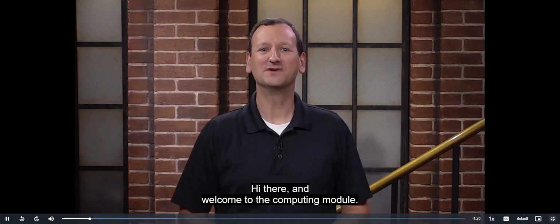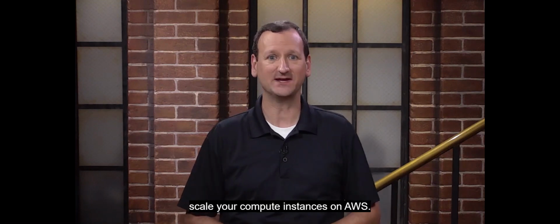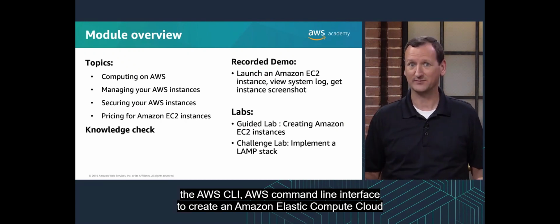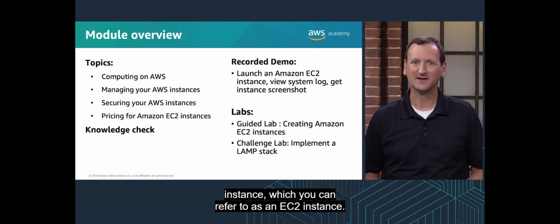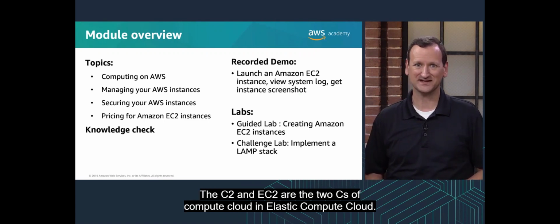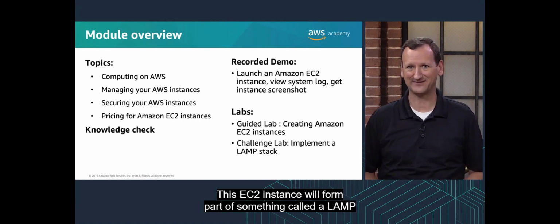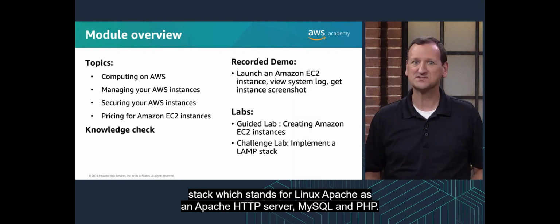Hi there, and welcome to the computing module. In this module, you'll take a look at how you will manage, secure, and scale your compute instances on AWS. Then at the end of the module, there's a hands-on lab where you get to use the AWS CLI, the AWS Command Line Interface, to create an Amazon Elastic Compute Cloud instance, which you can refer to as an EC2 instance. The C2 in EC2 are the two C's of Compute Cloud in Elastic Compute Cloud. This EC2 instance will form part of something called a LAMP stack, which stands for Linux, Apache, as in Apache HTTP server, MySQL, and PHP.